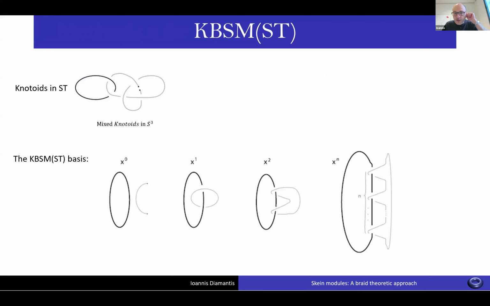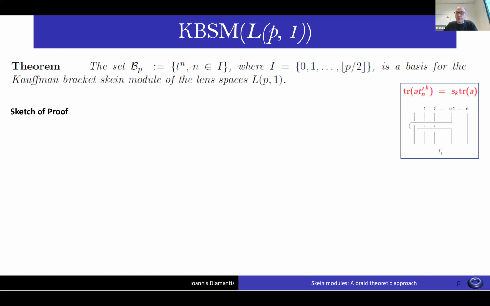Okay, and I also did the same for the Kauffman bracket skein module of the solid torus, but dealing with notoids here. And now I want to show you a little bit the idea behind the Kauffman bracket skein module of the lens spaces and how I solved the infinite system.